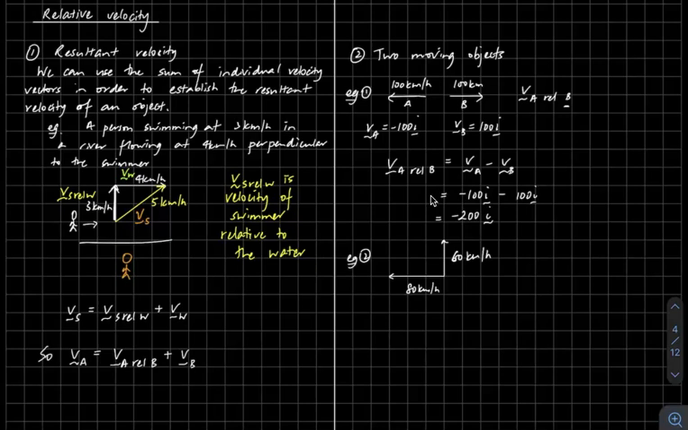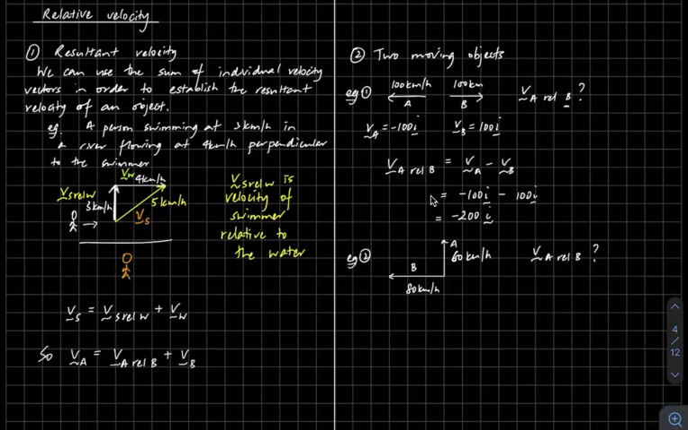Okay, so if you were sitting in this car here, let's call this car B and that's car A, and you wanted to say what is the velocity of car A relative to car B. Another way of saying that would be to say, if B was stationary, what would be the velocity of A, which would be the same as this scenario here.